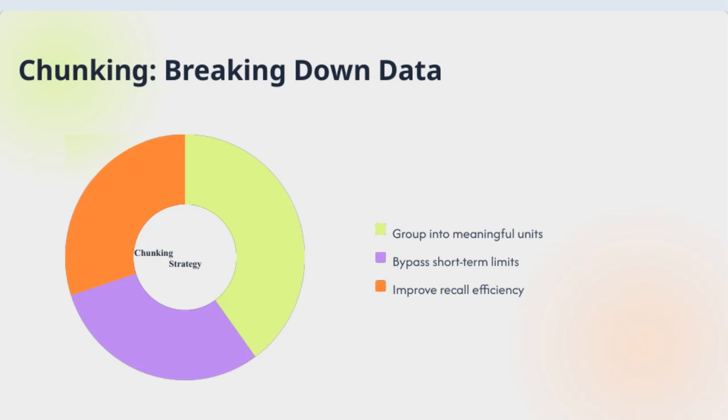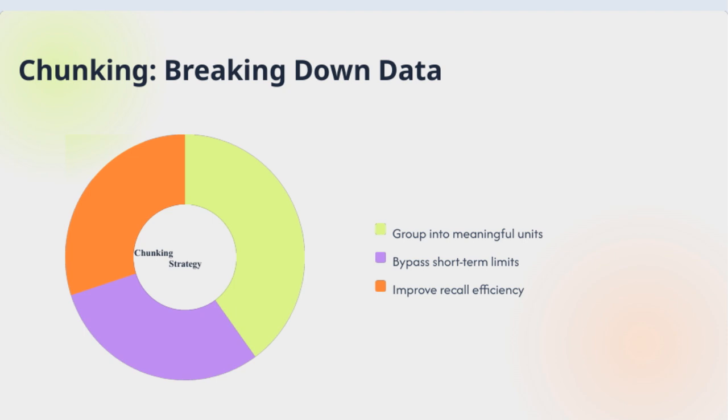Let's talk about how we can improve recall efficiency. One effective way is to bypass the limits of our short-term memory. Our brains can only hold so much information at once, so finding ways to go beyond that is key. That's where grouping information into meaningful units comes into play. By organizing data into chunks, we make it easier for our minds to process and remember. This strategy, called chunking, involves breaking down large amounts of data into smaller, manageable pieces. Think of it as taking a long string of numbers and dividing it into groups, like phone numbers or dates, which makes them much easier to recall.